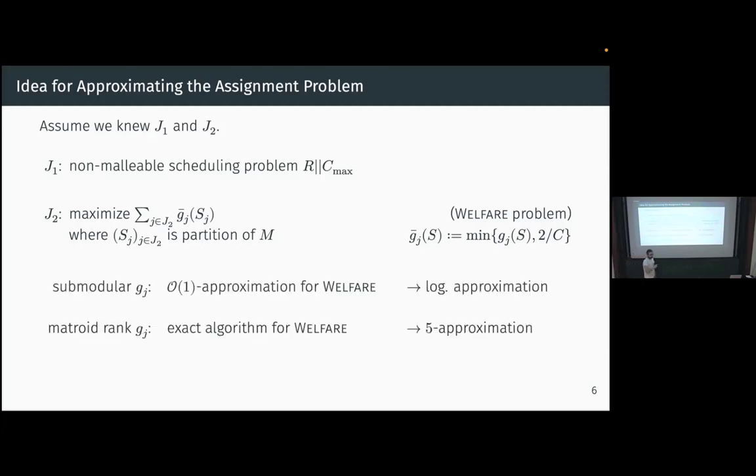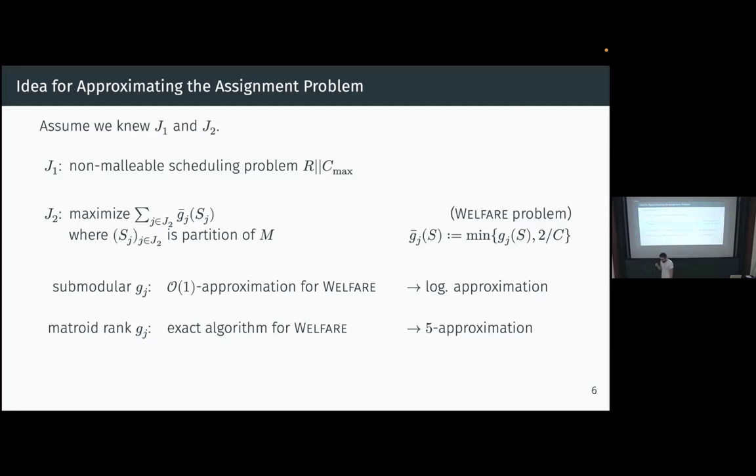So the good news is for matroid rank functions, that's possible. So if we have matroids, then this is just matroid union. So we can solve this exactly. We get a 5 approximation. The reason why we don't get a 4 is because we don't know about J1 and J2. And for submodular functions, unfortunately, we cannot solve this exactly, but there's a constant factor approximation for this. So we can, for example, use the greedy algorithm, and then you get a 2 approximation.